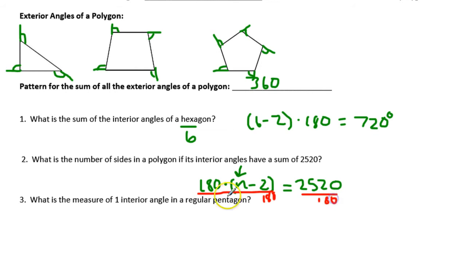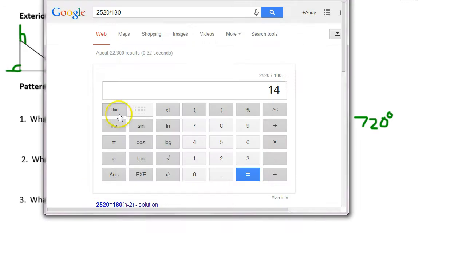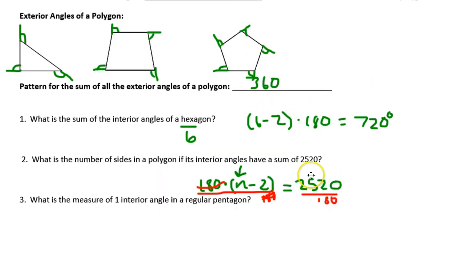So let's go ahead and do that. And when we do that, we cancel this 180 here, leaving just n minus 2 on this side. And on the other side, we have 2,520 divided by 180. So pop that in your calculator. And trusty Google says that that's going to be 14. So now that leaves me with, we're not done yet, n minus 2 equals 14. So I have 14 triangles.